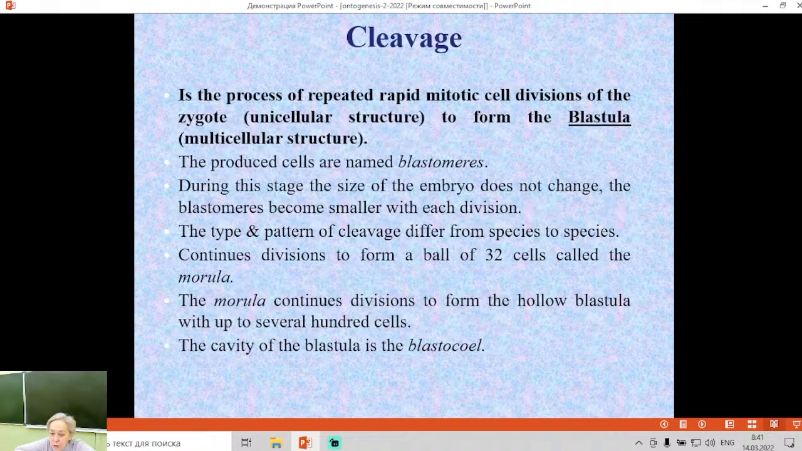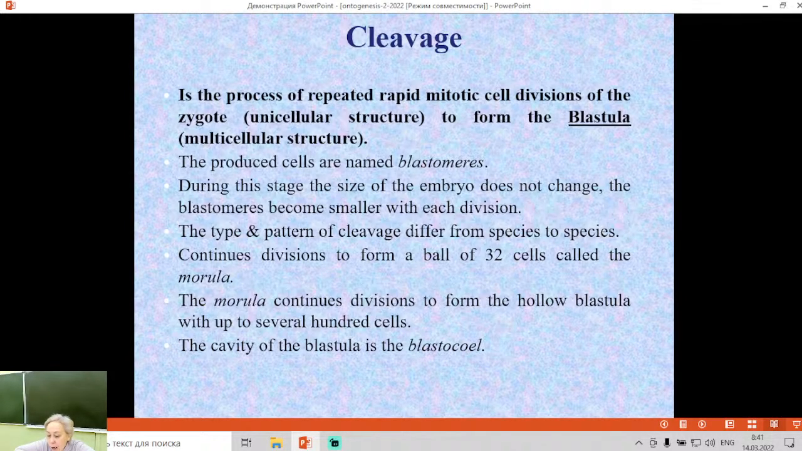Cleavage is the process of repeated rapid mitotic cell divisions of the zygote, a unicellular structure, to form the blastula, a multicellular structure. The produced cells are named blastomeres. During this stage, the size of the embryo does not change. The blastomeres become smaller with each division, smaller and smaller. The type and pattern of cleavage differ from species to species.